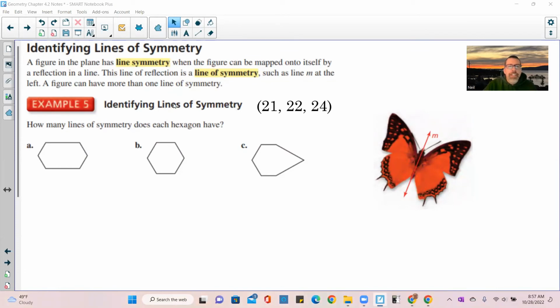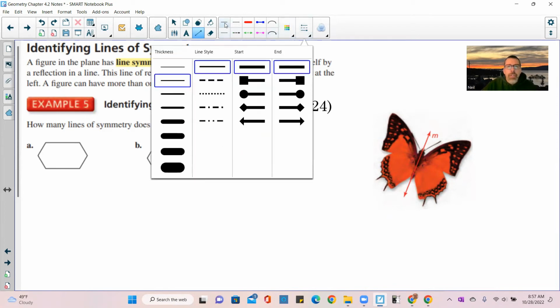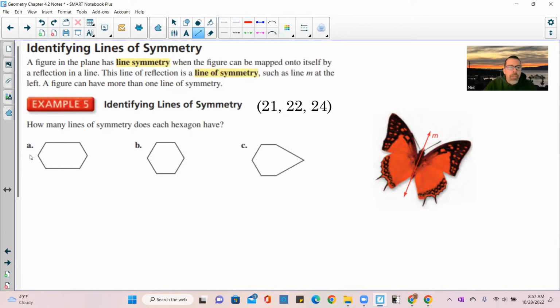So here's example 5, identifying lines of symmetry. So I'm going to get my segment tool, and that's thick enough, and let's make it red. It's saying here, how many lines of symmetry does each hexagon have? I can draw a line of symmetry right there. If I folded that, this vertex would land here, this one would land here, and this would stay where it is because it's on the line. So I could draw this line of symmetry.